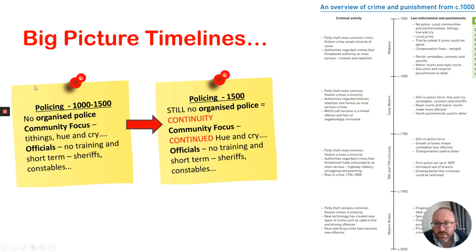So here you can see I've started doing a big picture timeline using this information on the right. Okay, policing 1000 to 1500, policing in 1500 and so on. So this would be 1, 2, 3, 4. Realistically, you're probably going to have more than one post-it note per thing, but it gives you the idea. I've put down here red to show continuity or change.